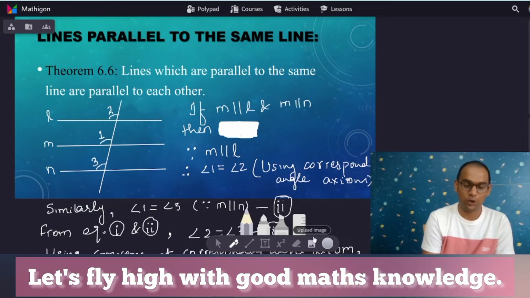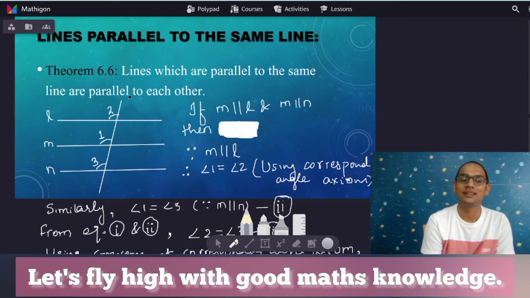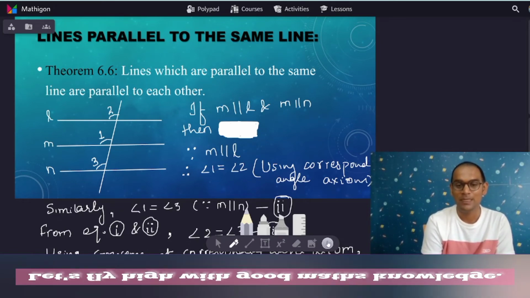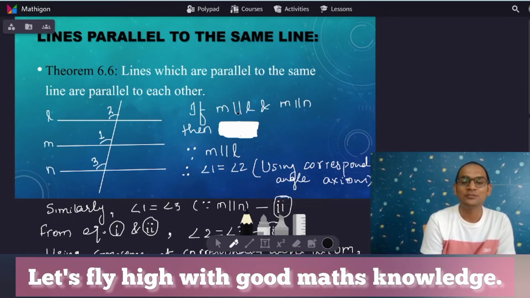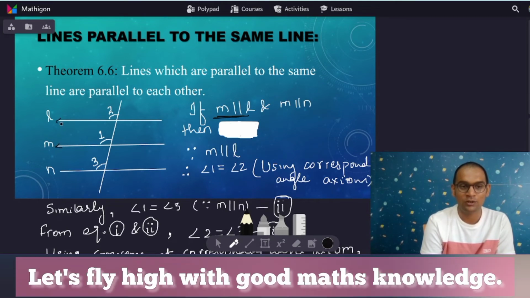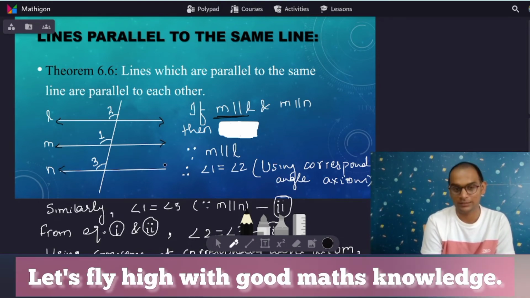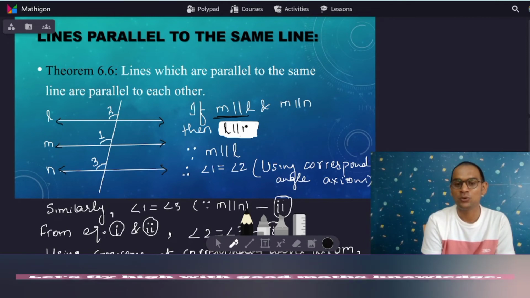So theorem 6.6 says lines which are parallel to the same line are parallel to each other. For example, over here the given condition is M is parallel to L. That means this middle line is parallel to this L line. At the same time, if M, the same middle line, is parallel to one more line N, then L is parallel to N.